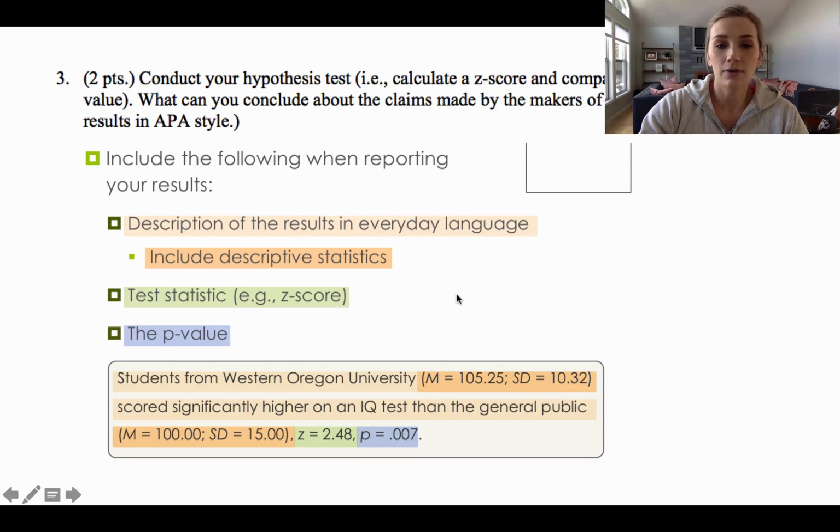Okay, so the next thing this question asks is write your results in APA style. Recall from the lectures this week that you have to describe your results in everyday language, include whatever descriptive statistics you have, like the mean and standard deviation, then include your inferential stat, your test statistic, and the p-value.